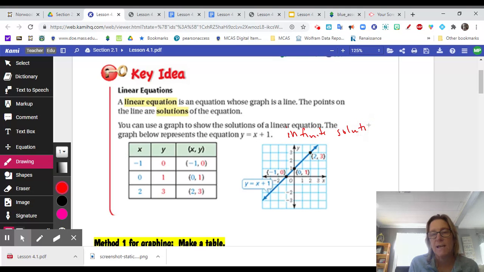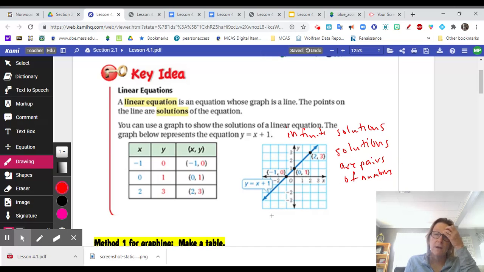So I can't just say, tell me the solution. I might ask for a solution, a single pair. And that's the other piece. Solutions are pairs of numbers. So when we ask you to graph it, we're asking you to show us in a picture all the possible combinations of x and y that will make this true. Well, we can't make a table with every single pair of numbers, but we can make a table that has a few pairs.